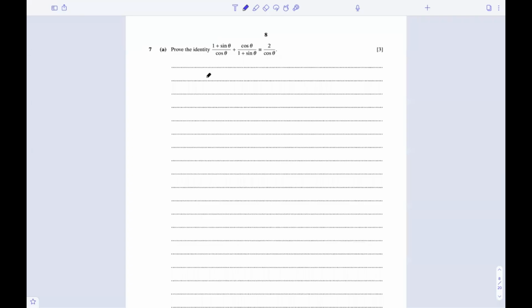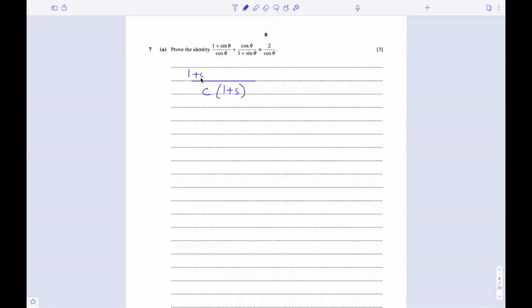In question 7, we have to prove the identity (1 + sin θ)/cos θ + cos θ/(1 + sin θ) is equal to 2/cos θ. So the easiest way to prove an identity is just to apply basic algebra. We can start off by taking the LCM, which is cos and 1 plus sine.